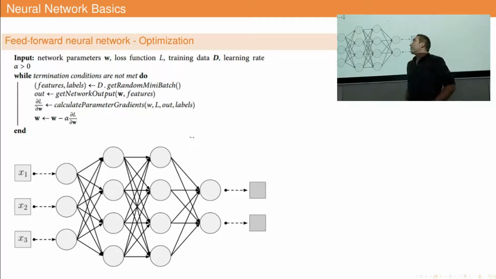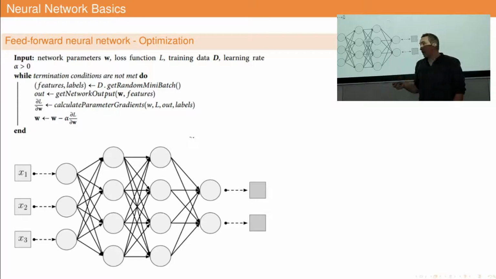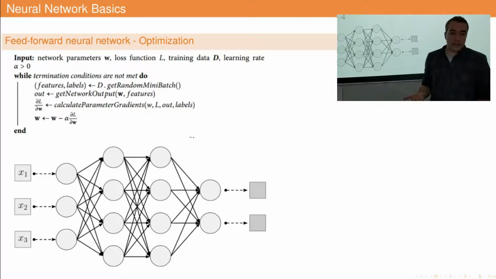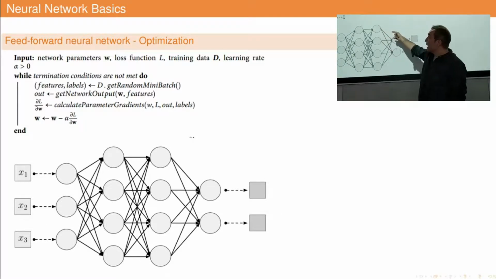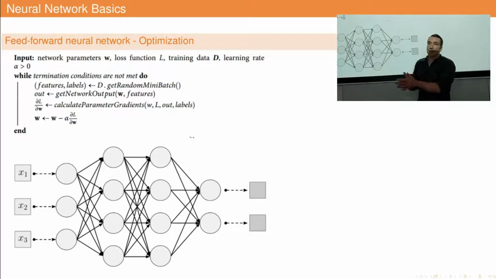First thing our neural network does is feed-forward optimization. So we have some input parameters. We have our loss function, we have training data, and we have a learning rate. And what we are doing is we take, for example, our labels and our features. Then we get a random mini batch out of the data. So this is a stochastic gradient descent process. And we calculate an output. Then we sum up all the outputs from the stochastic gradient descent, calculate the gradients, and the gradient, now multiplied with the learning rate, moves the weight in another direction.